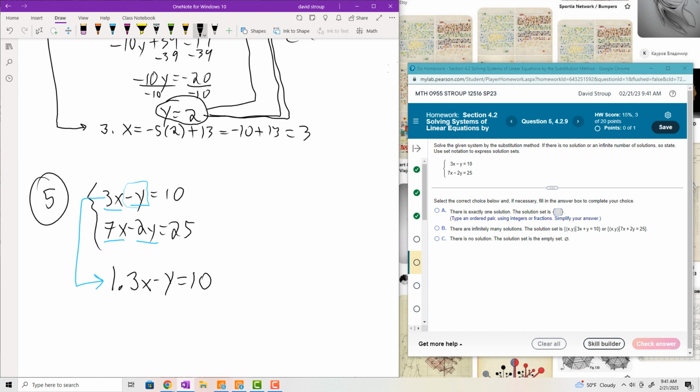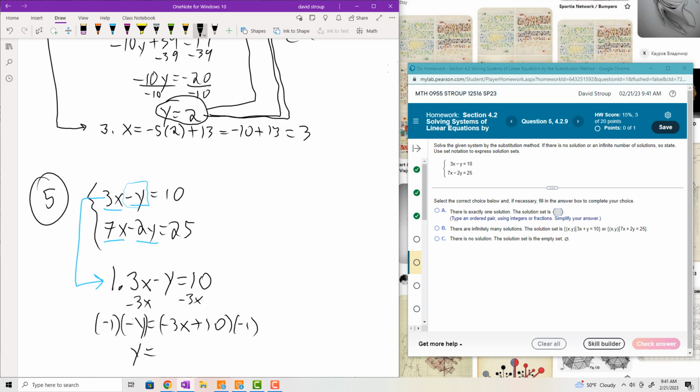So I'm going to go to that first equation and solve for y. I'll have negative y equals negative 3x plus 10. But I still need positive y. I need y equals something. So I'm going to multiply both sides here by negative 1.